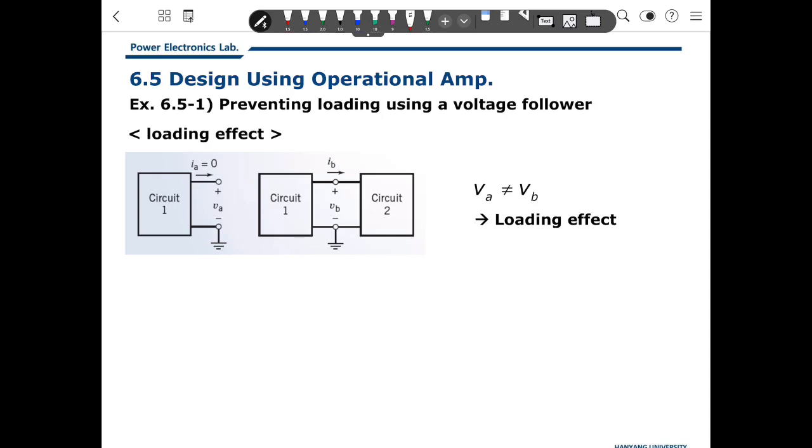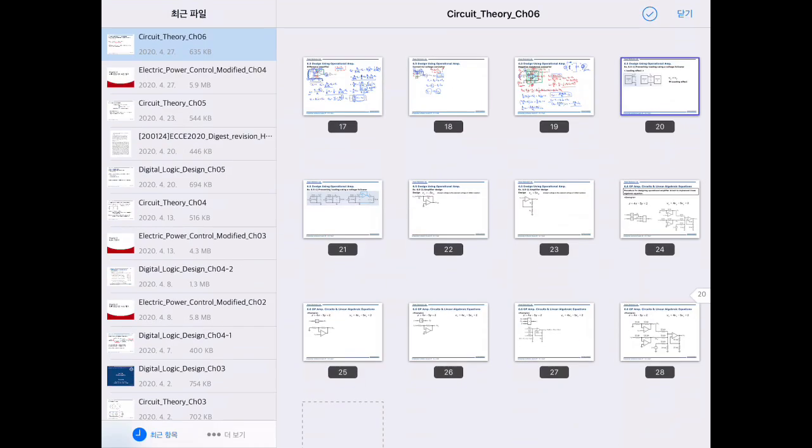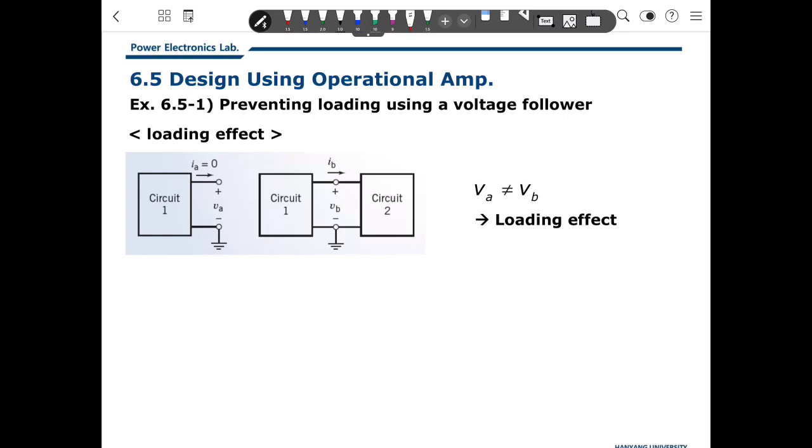That is the loading effect. We will discuss the loading effect later, but I will simply introduce it first. Loading effect is the phenomenon that occurs when we combine two different circuits. For example, I design some circuit here. I design circuit 1, so the output of the circuit is VA. We design circuit A in this way here.